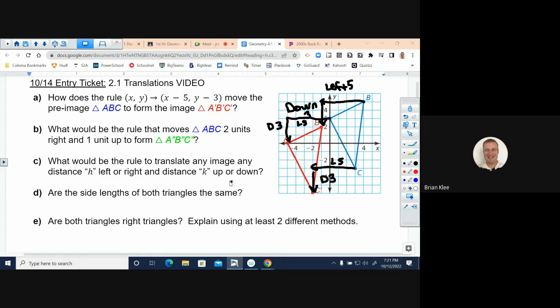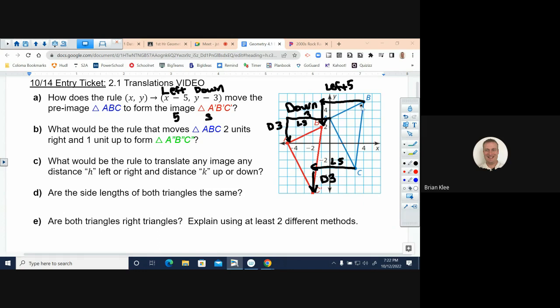So somewhat similar to slope, what that equation is telling us, or that rule, is the movement of any given point onto its translated point. A translation is ultimately a slide up or down, left or right on the coordinate plane. And that -5 is telling us we're moving left 5. That -3 is telling us we're moving down 3.